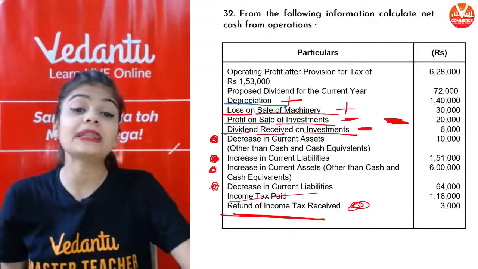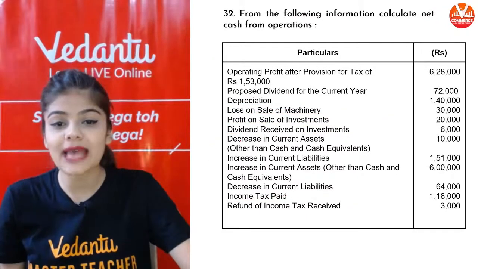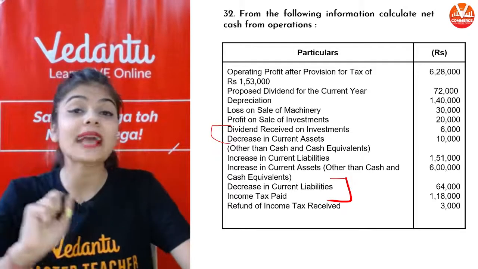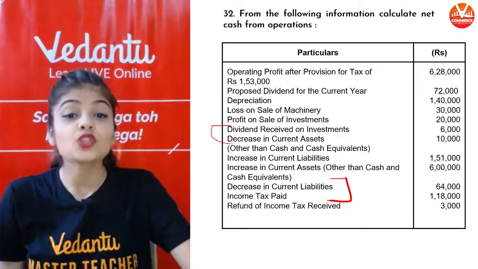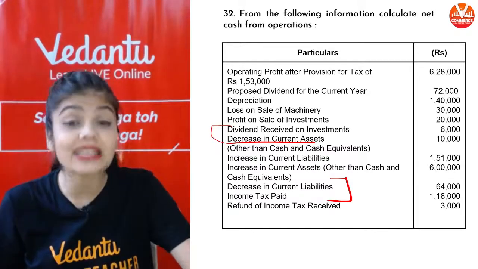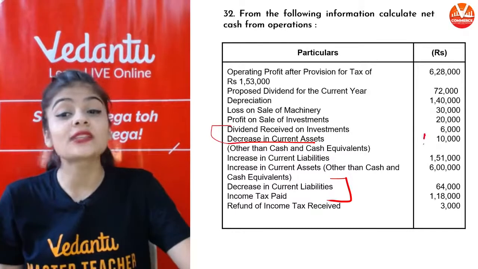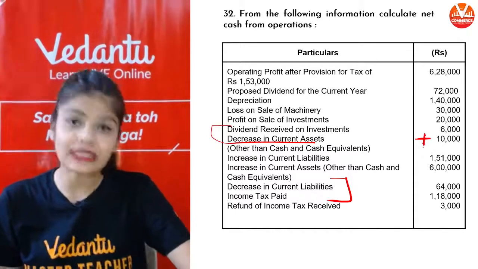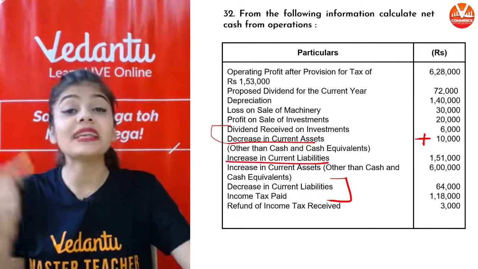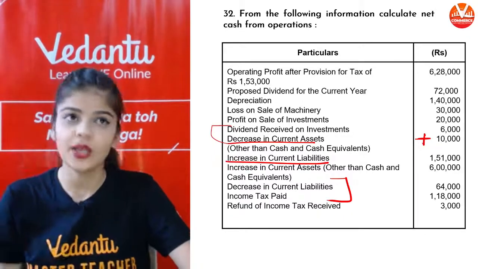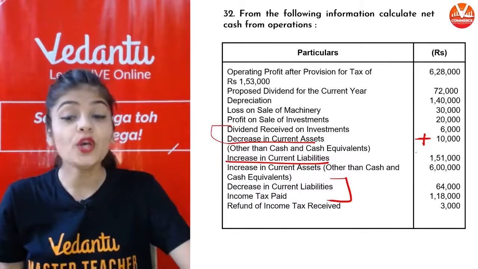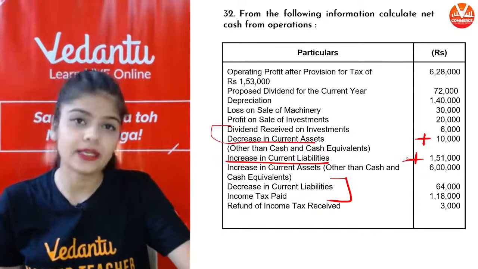Now we will make the adjustment for current assets and current liability. So decrease in current asset. Your current asset is decreasing. It is a loss for you. And losses are added in the operating activity. So 10,000 will be added. Then we have increase in current liability. Your liability is increasing. It is again a loss for you. So this will also be added.